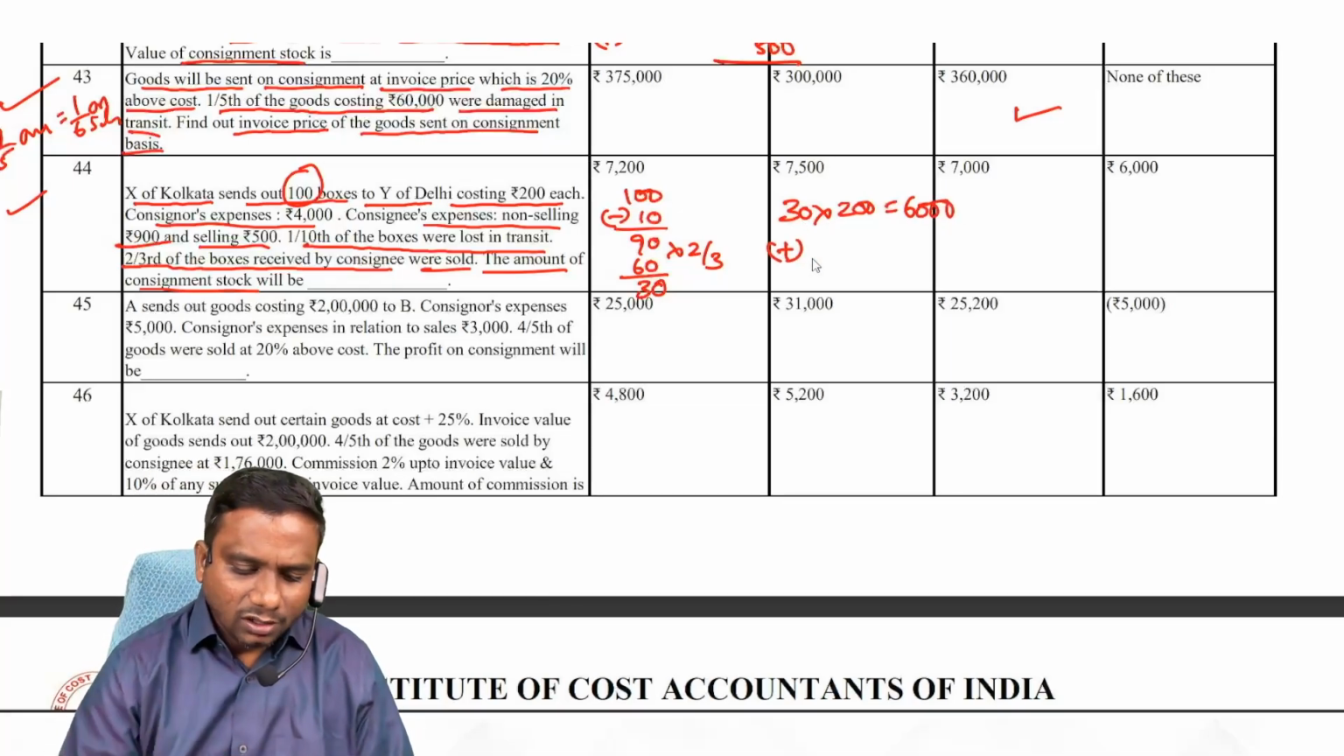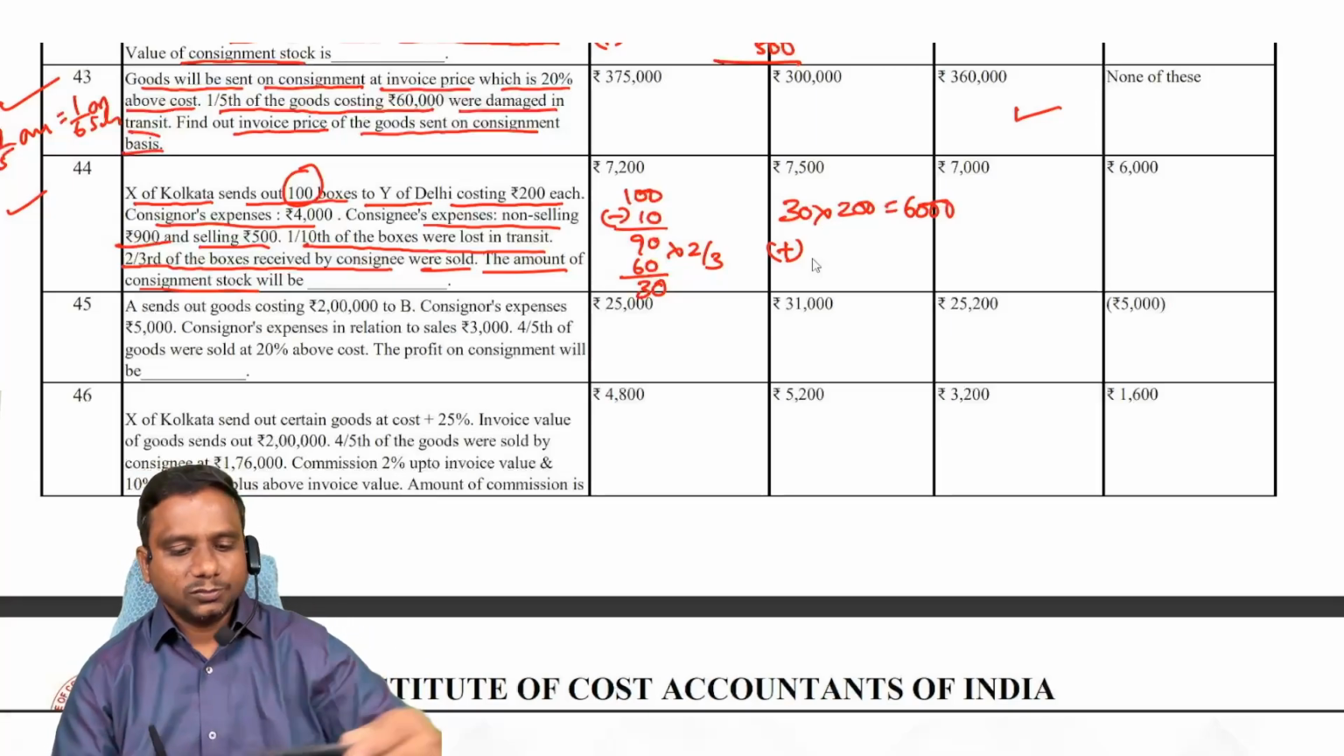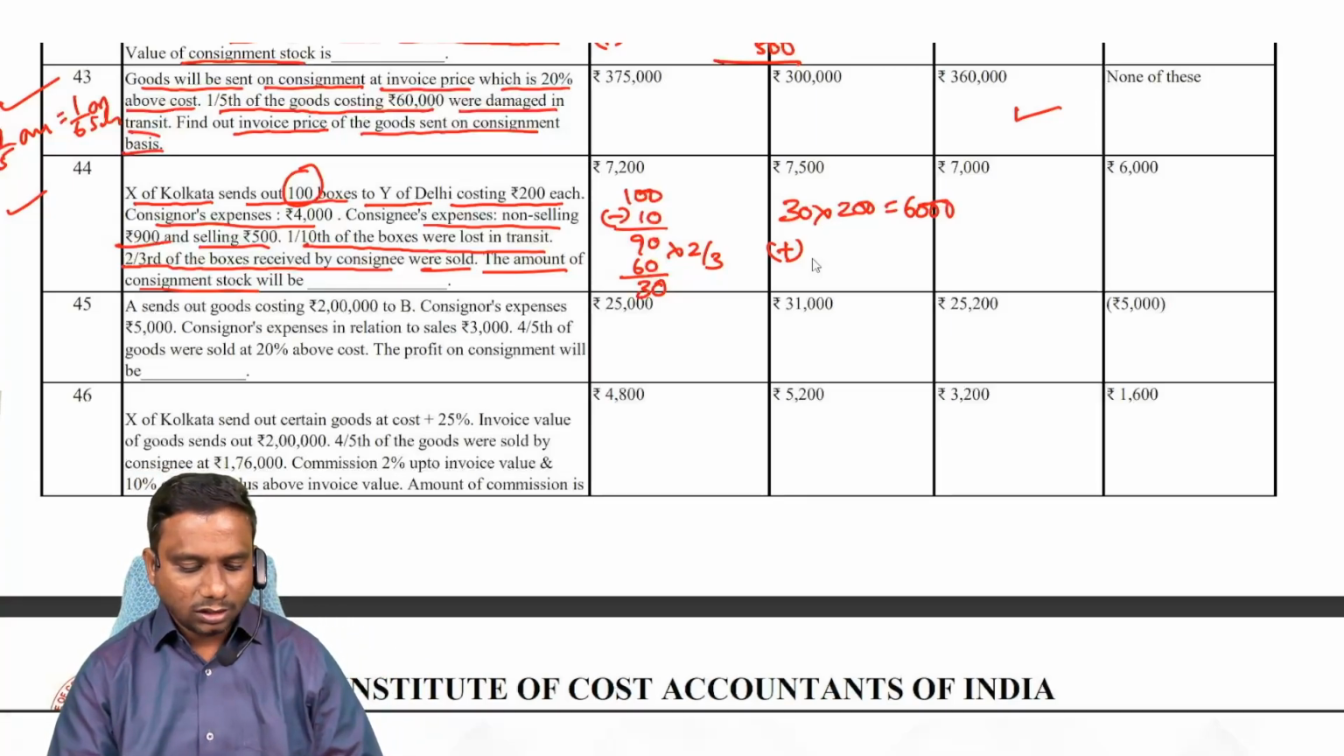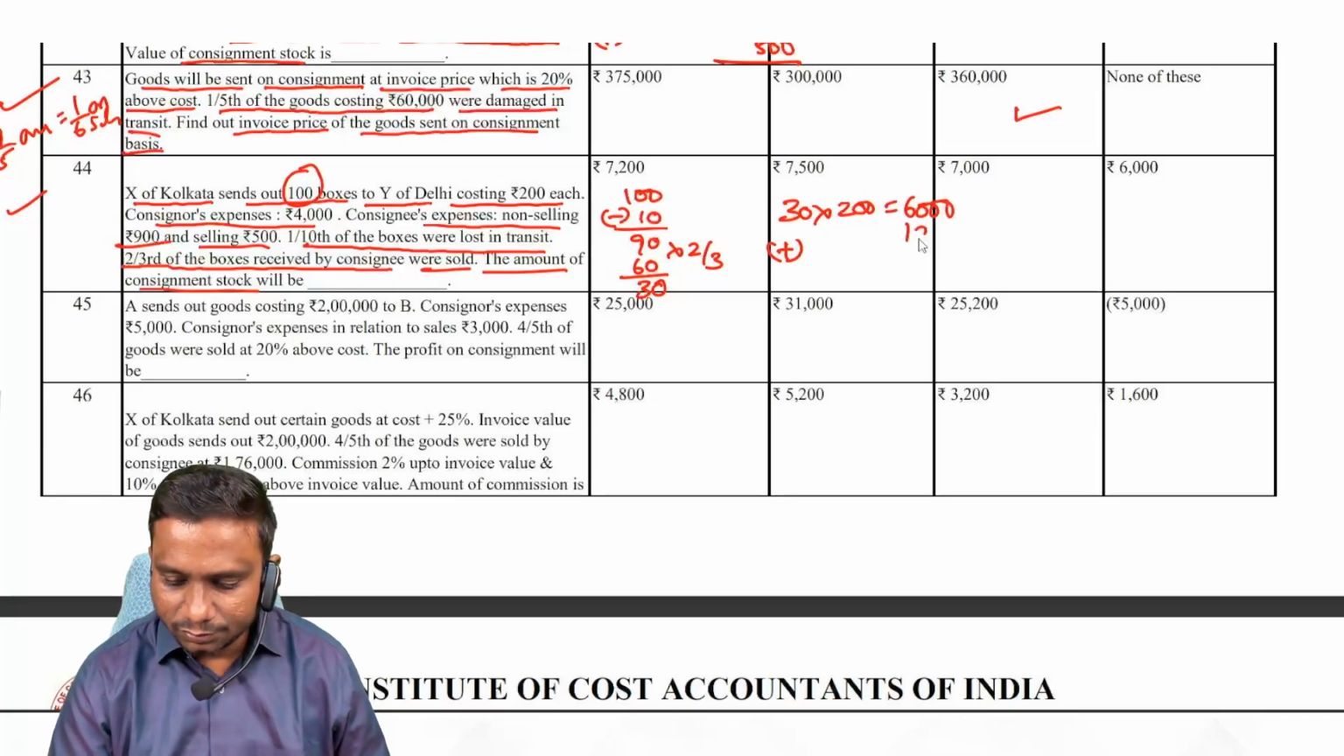Plus consignor expenses, how much? 4,000 rupees. Expenses 4,000 on 100. Now on 30, how much? So 1,200 rupees.